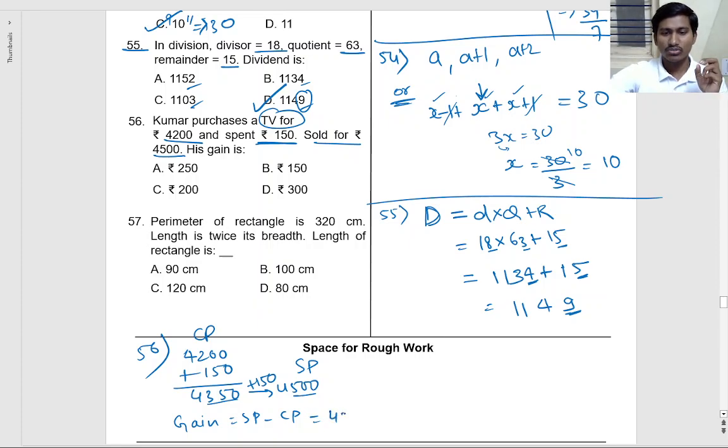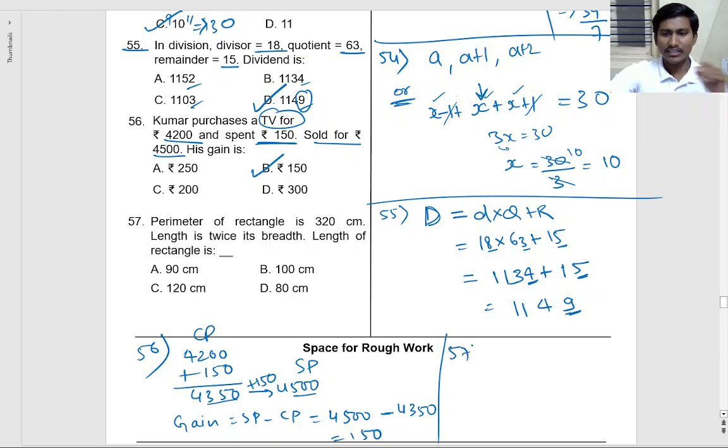Sorry, here the bigger number we have to write first. So 4500 minus, that is the selling price, and the cost price is 4350. So you will get 150 as the answer. That is the gain here. Okay, so how do you find gain? Profit is selling price minus cost price, or you can directly see here and get the answer, right? So bigger number minus smaller number will be the gain. Okay, so next let us do question 57.